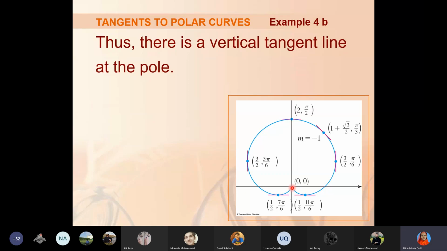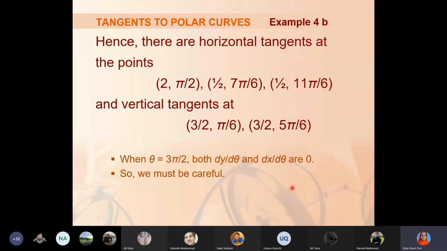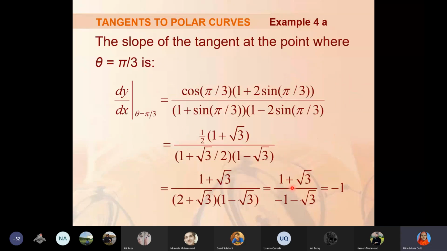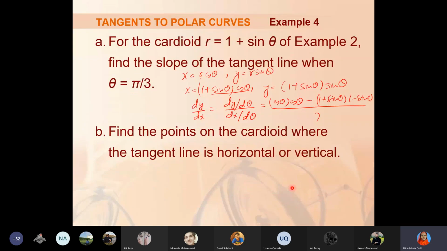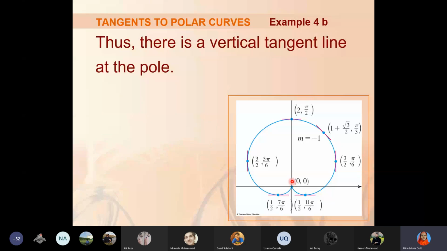The value of r is 0. When you put 3 pi by 2 over here, you will get 0. So there is a vertical tangent at the pole, this point is 3 pi by 2. The value of r is 0. So this is the vertical tangent at the pole.